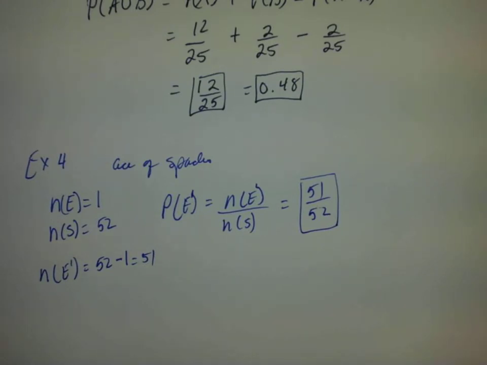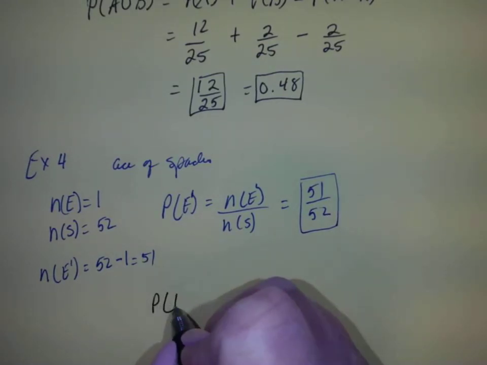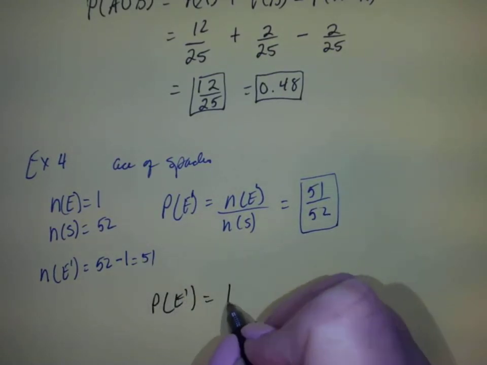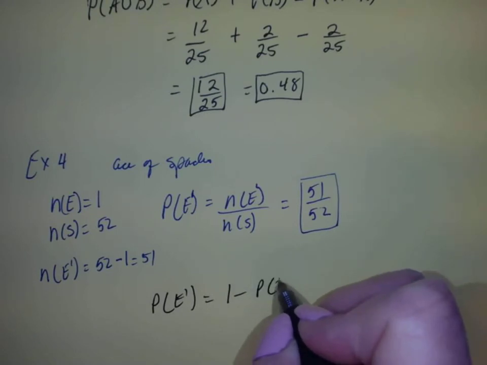Or you could look at the probability of the event, like we saw on our formula, equals 1 minus the probability of E.